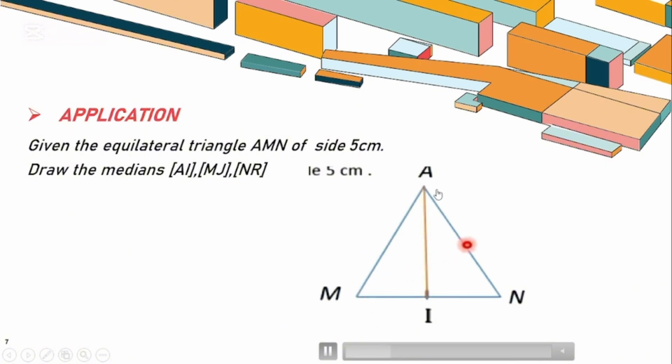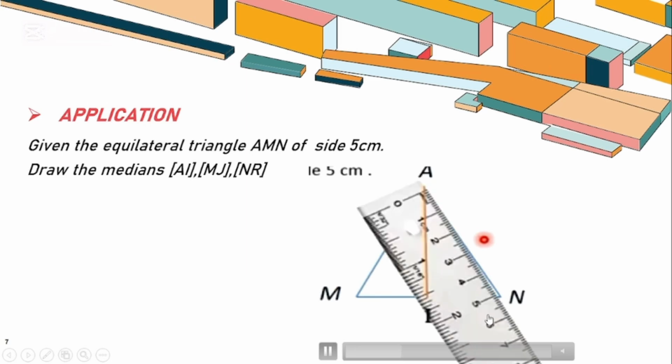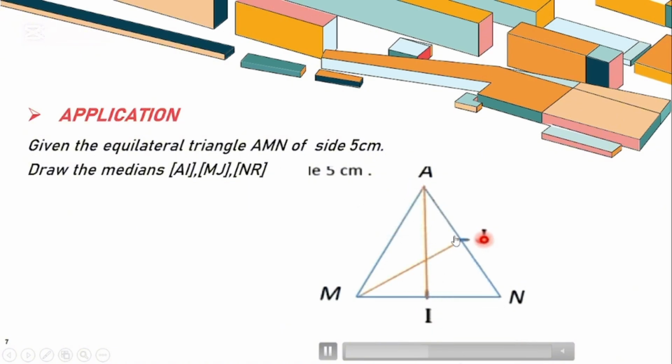Now, opposite side of M is AN. Measure AN using the ruler. Also, the midpoint is at 2.5, J, and then connect M to J.